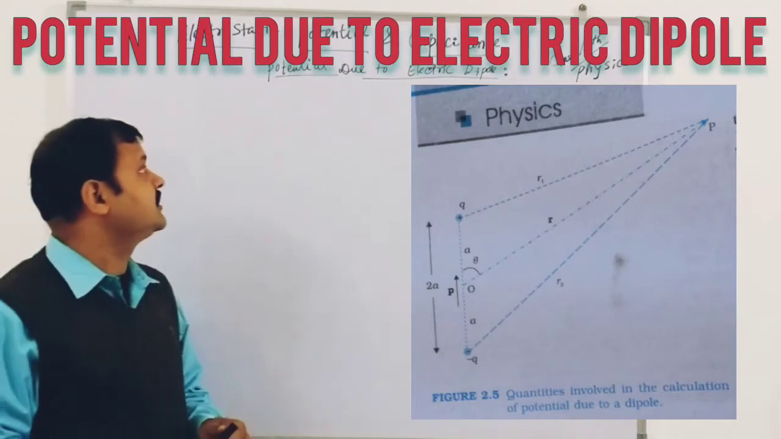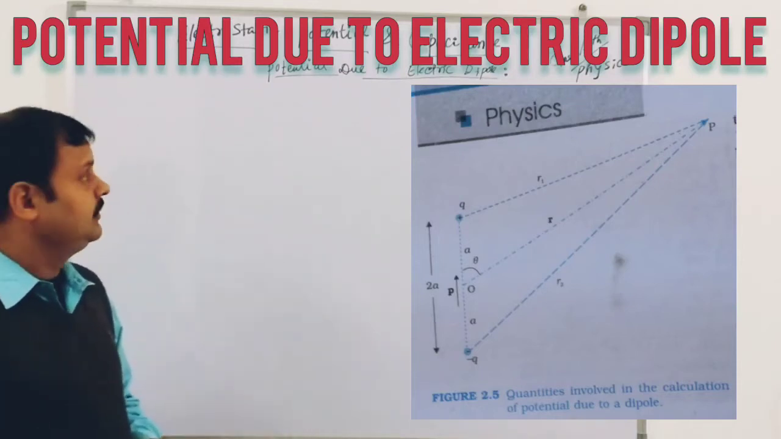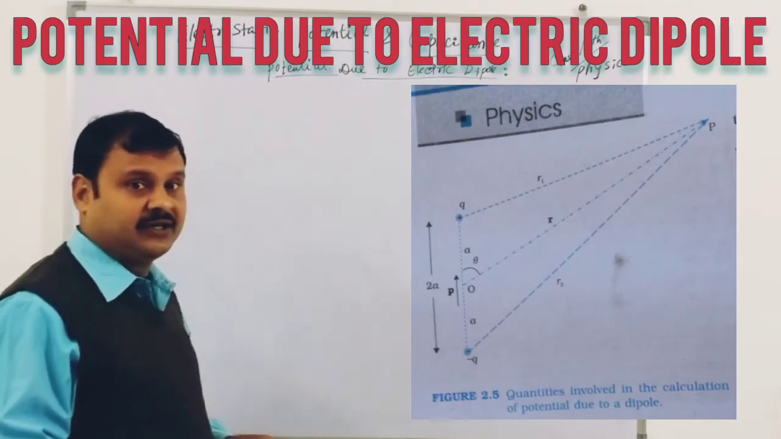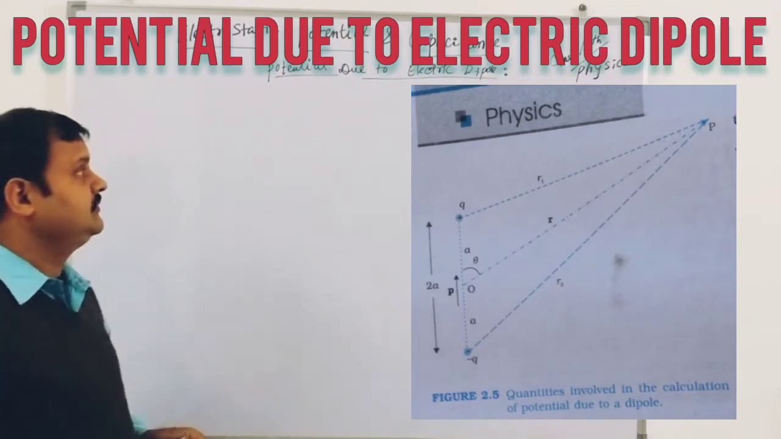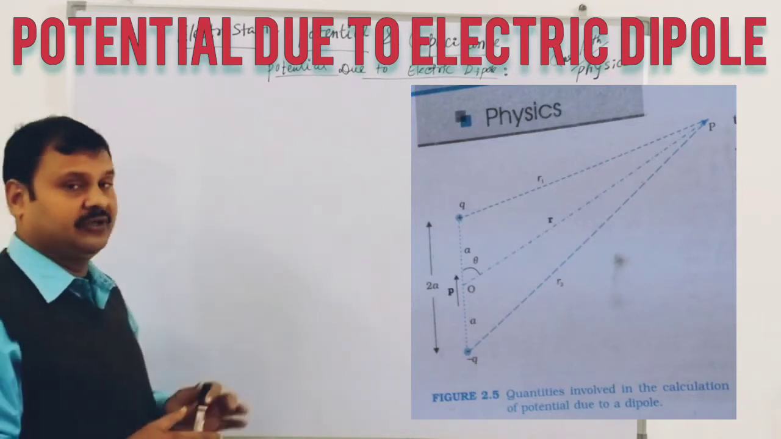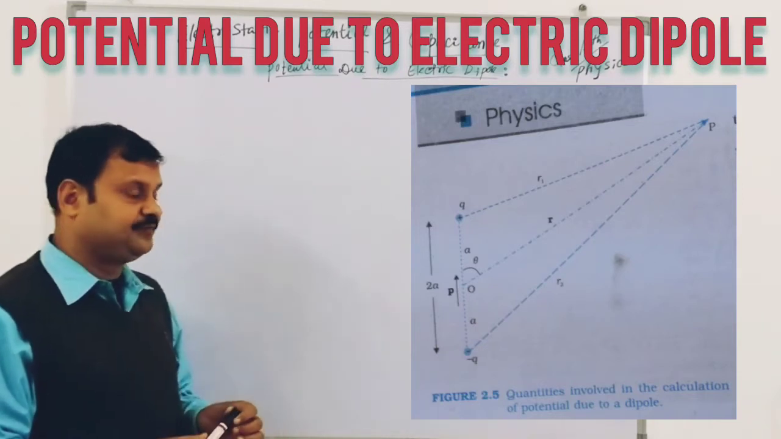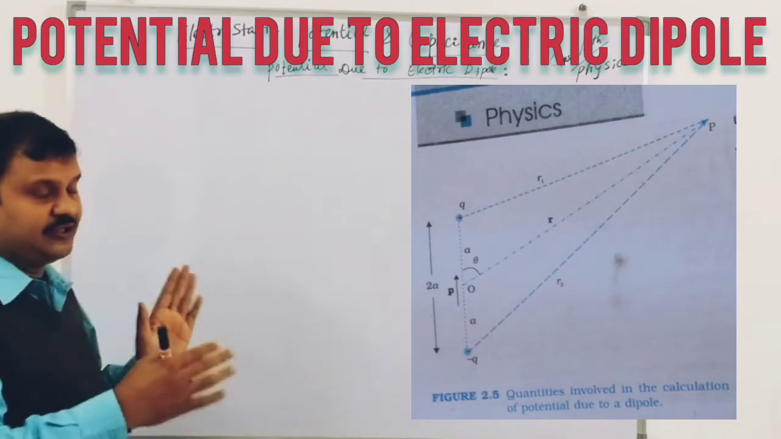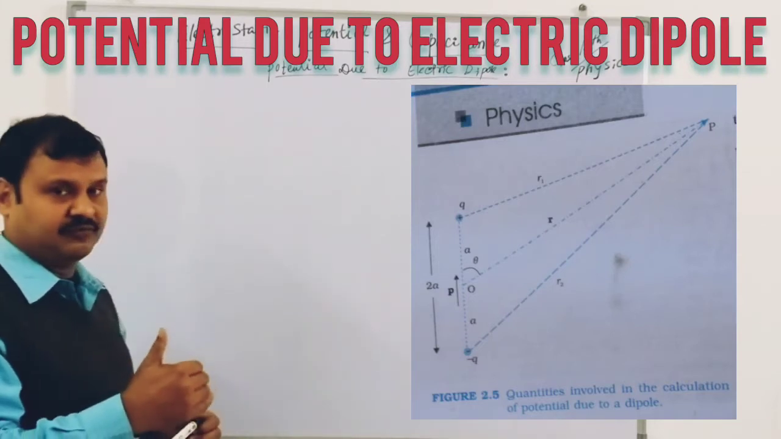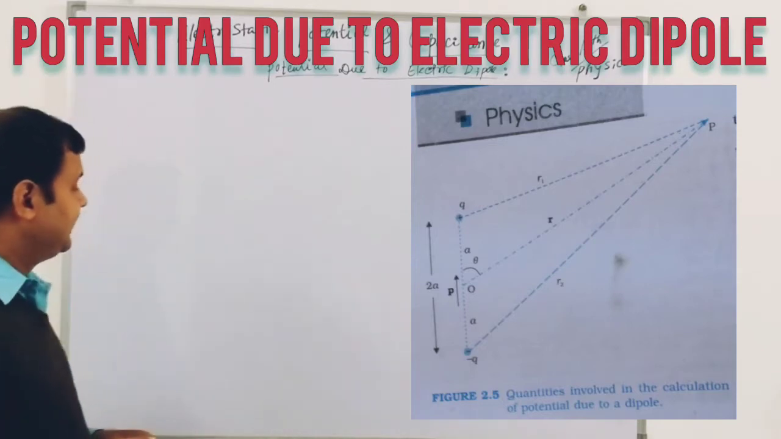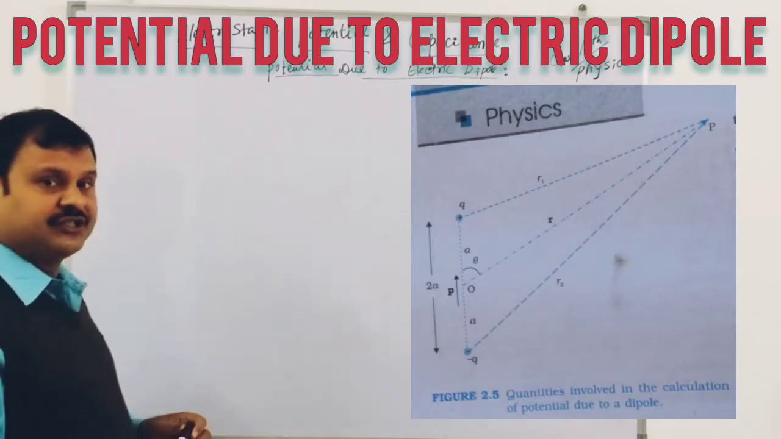Hello friends, today we will discuss potential due to an electrical dipole. As you know, in the earlier chapter, the first chapter on the electric field, an electrical dipole is nothing but equal and opposite charges in a system separated by a specific distance. The electric field is directed from the negative charge to the positive charge, and the net effective charge in the system is zero.